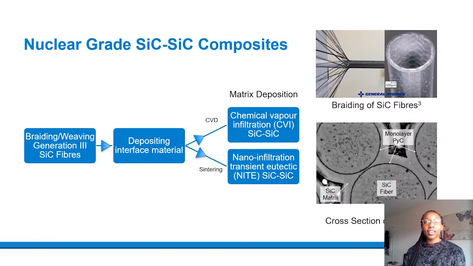Focusing more on the silicon carbide material system, we can see that nuclear grade SiC-SiC varies from aerospace SiC-SiC. In particular, nuclear grade SiC-SiC uses generation 3 silicon carbide fibres. These are high purity near stoichiometric fibres which are wound around a mandrel before a carbon interface material is deposited. Next, a matrix is deposited normally via one of 2 fabrication methods, and the results shown in this work have been done using materials data gathered from CVI SiC-SiC.